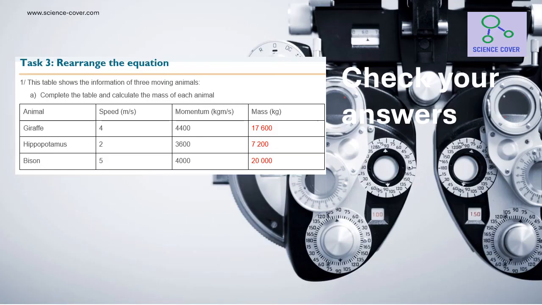Let's check our answers. Number 1, the table shows information on 3 moving animals, and you have to calculate their mass. So the giraffe has a mass of 17,600 kilograms, the hippopotamus has a mass of 7,200 kilograms, and the bison should have a mass of 20,000 kilograms.